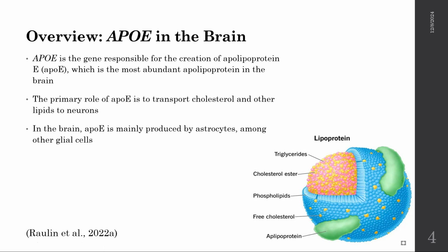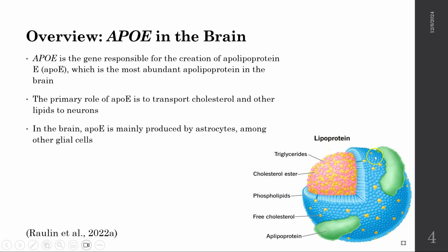APOE is the gene responsible for the creation of apolipoprotein E, which is the most abundant apolipoprotein in the brain. Its primary role is to transport cholesterol and other lipids to neurons, where those lipids play a role in synaptic function and injury repair. In the brain, APOE is mainly produced by astrocytes, but we do see it expressed by other glial cells, such as by microglia.